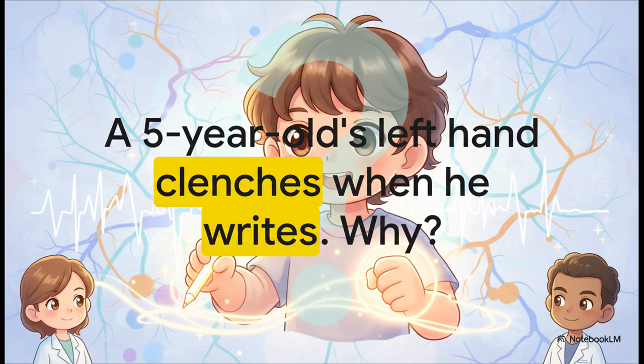Well, the biggest clue, the absolute giveaway, is his age. At 5 years old, that nervous system is still a work in progress. This is almost certainly a normal physiological finding. The right move is to just reassure the parents.